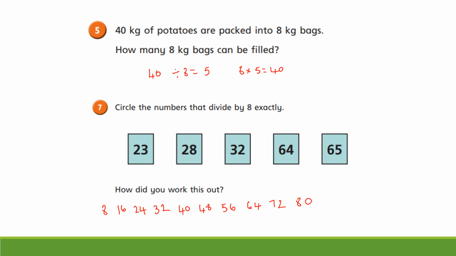Now then, is 23 one of our multiples? No, so that number does not divide, because it asks you to circle the numbers that divide exactly. Is 28 one of our multiples? No. Is 32? Yes, 32 is one of our multiples. Is 64? Yes, 64 does divide exactly because it's 8 lots of 8. Is 65? No. So the two numbers that divide exactly by 8 are 32 and 64. I wonder who got that one correct today. Fantastic if you did.